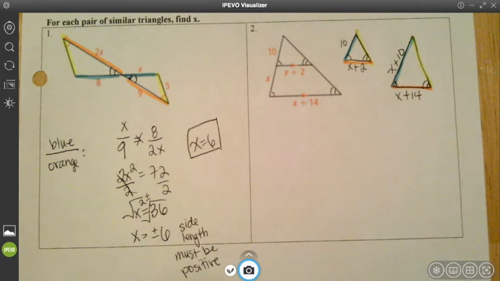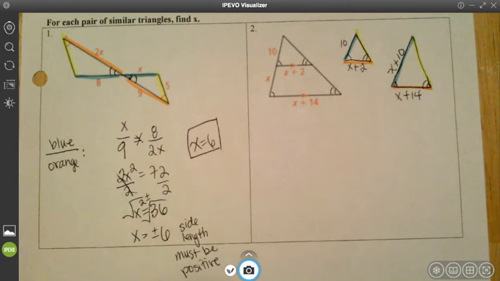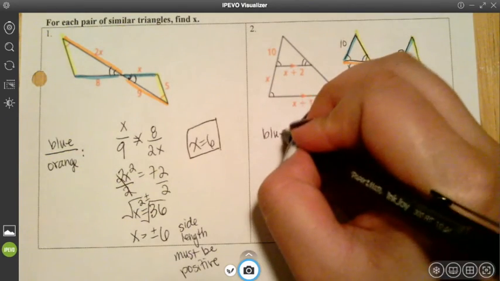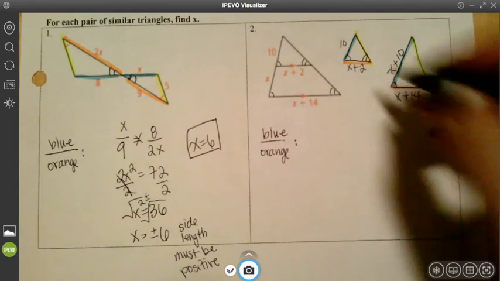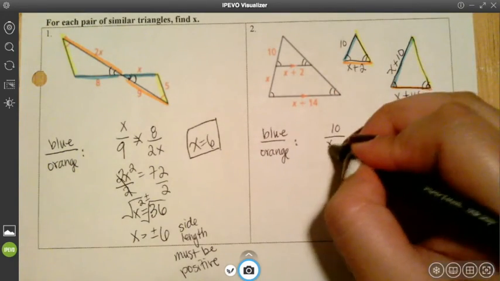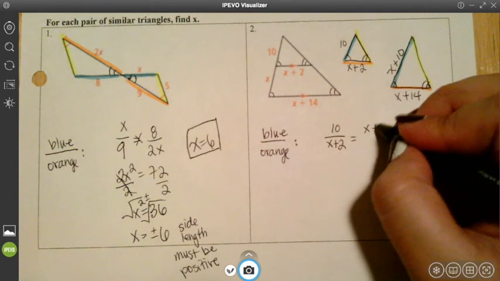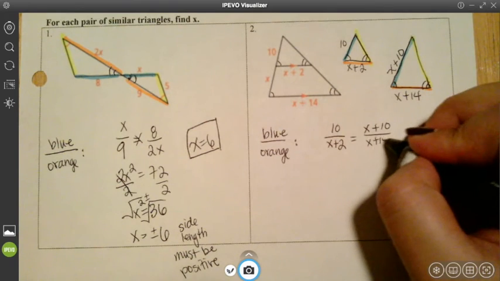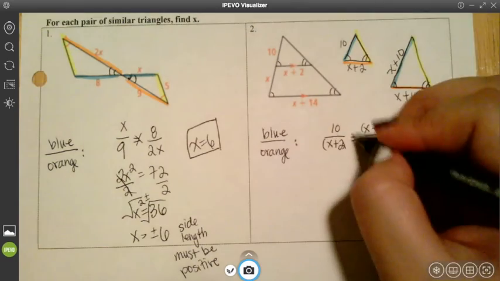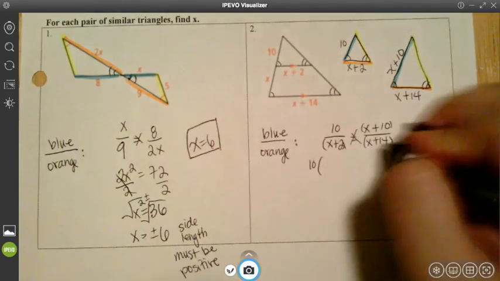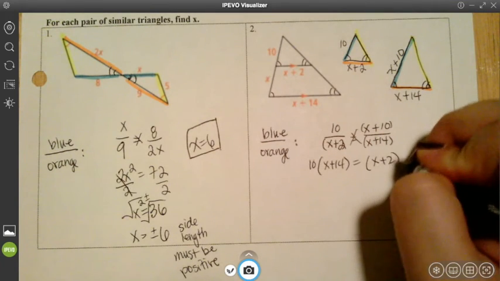So in order to set this up, again, I don't want to use the yellow side because the yellow side doesn't have enough information. So I will set this up blue over orange again. And so we have 10 over x plus 2 equals, for my second triangle, blue over orange, x plus 10 over x plus 14. I have plus signs, so I'm going to group, cross multiply. 10 times x plus 14 equals x plus 2 times x plus 10.